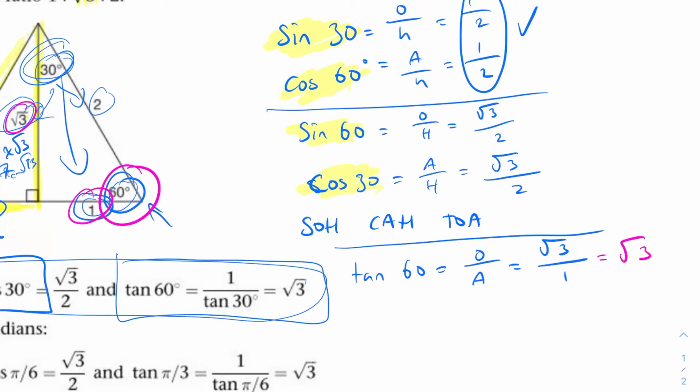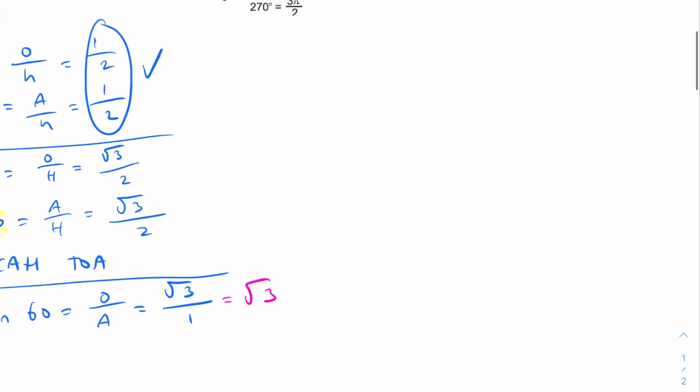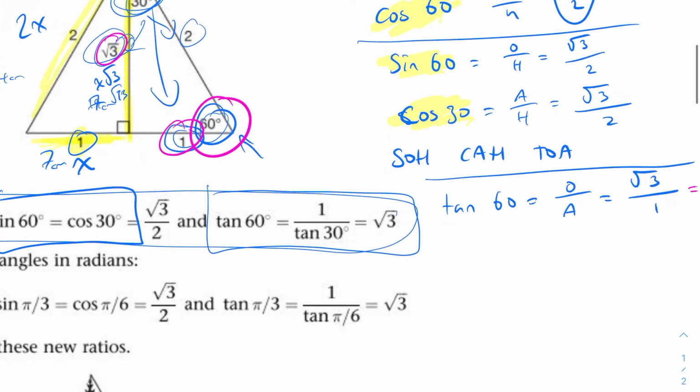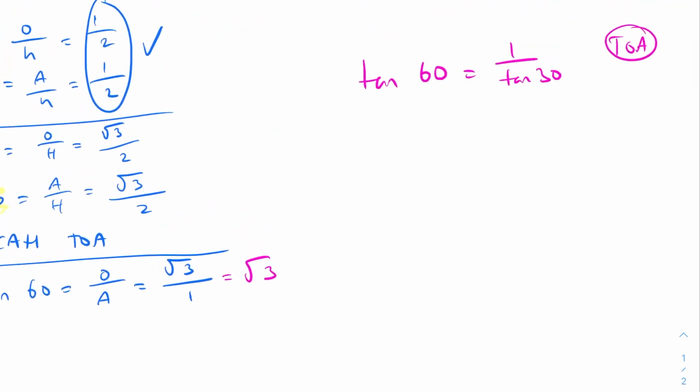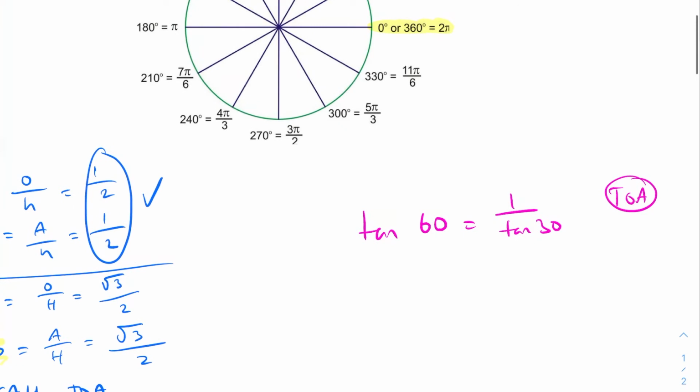Cool. Okay. So now here's the $1 million question. He wrote that tan 60 is equal to 1 over tan 30. Right? Keep in mind TOA, opposite over adjacent. So this is what he wrote: tan 60 is equal to 1 over tan 30. How does that work? So I'm going to draw another triangle.